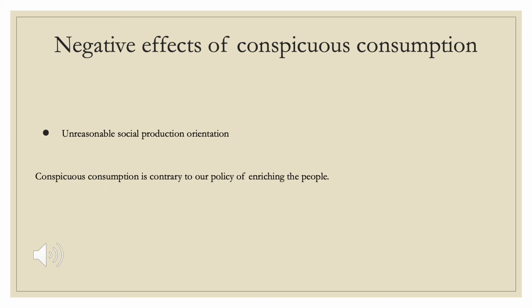Now we are going to talk about the last of the negative effects. Conspicuous consumption leads to an unreasonable social production orientation. Conspicuous consumption puts a lot of resources and financial resources into producing goods which could be wasted. However, society is lacking resources and financial resources to meet people's real needs. Therefore, conspicuous consumption is also contrary to our policy of enriching the people.